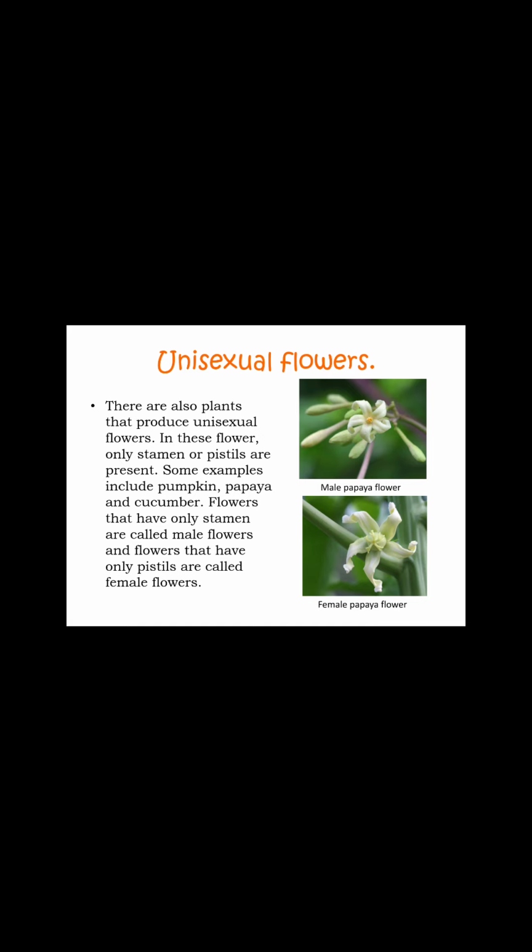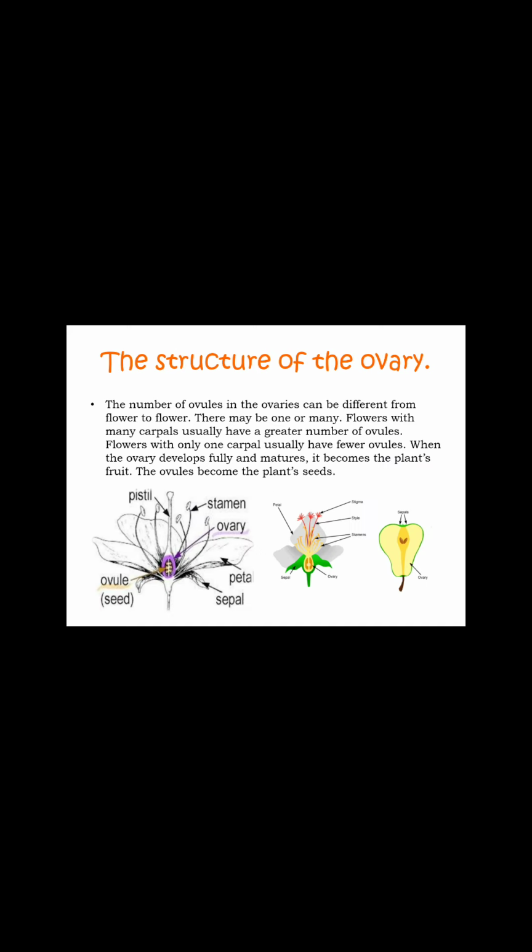Unisexual flowers. There are also plants that produce unisexual flowers. In these flowers, only stamen or pistils are present. Some examples include pumpkin, papaya and cucumber. Flowers that have only stamen are called male flowers, and flowers that have only pistils are called female flowers.